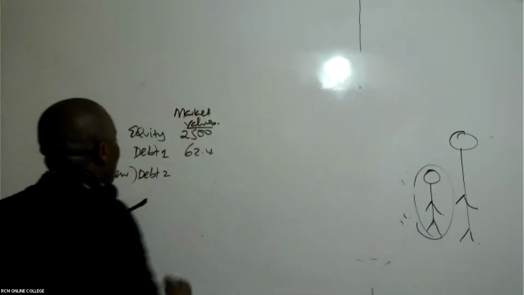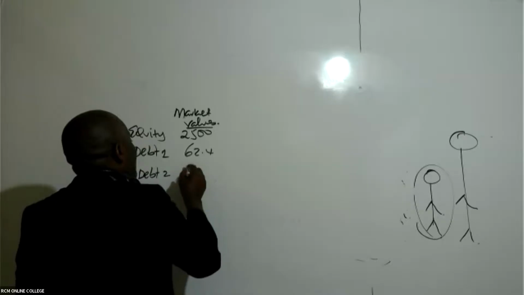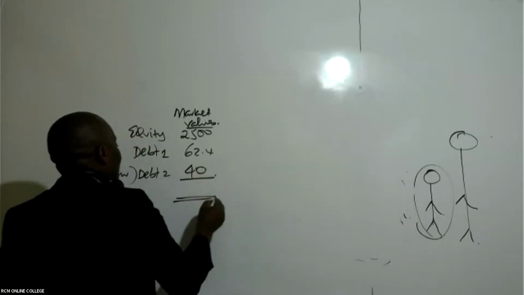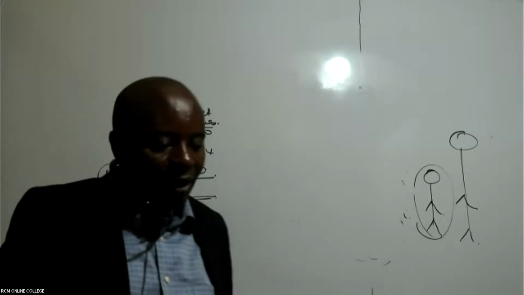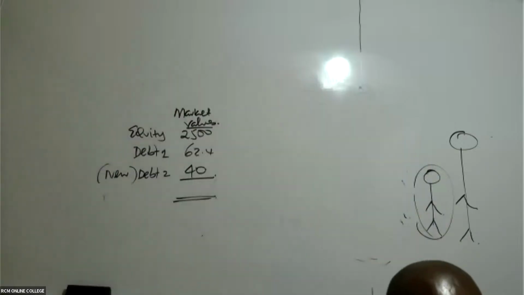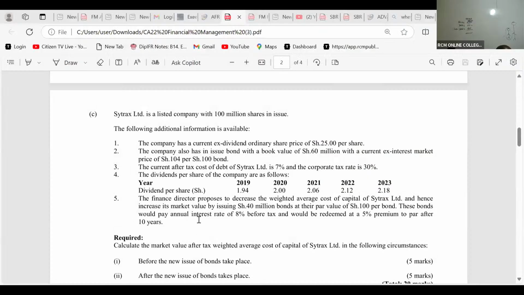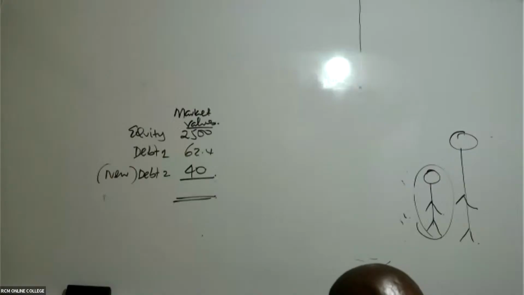And the market value of the debt that we have just issued today is 40. Can somebody give me the total? We have increased the market value by issuing a 40 million bond at par value, so you're issuing this at par value at 40. That's the market value. Can somebody kindly give me the figure when you add everything? What is the total value?